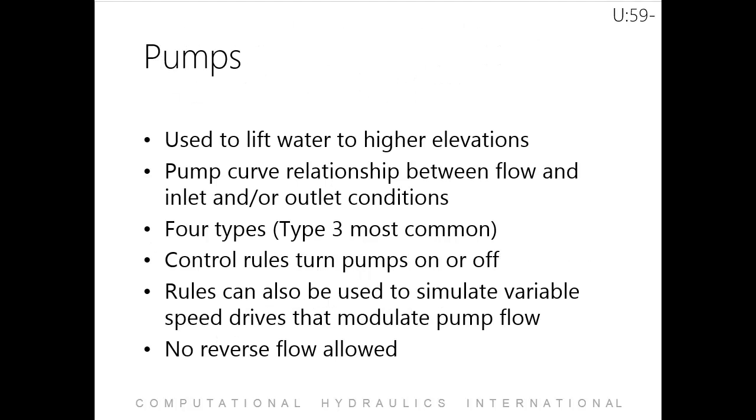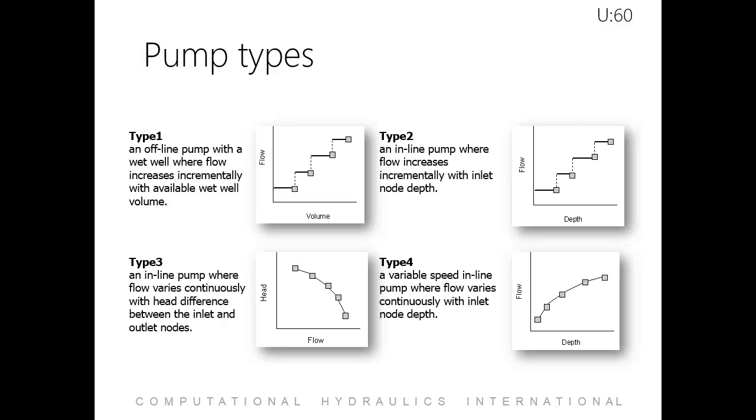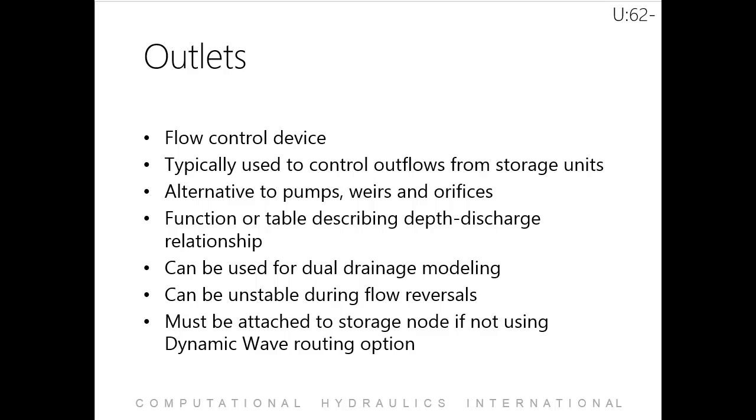Another type of link in SWMM is the pump. Pumps are used to lift water to higher elevations. For these links, there's a pump curve relationship between flow and inlet and/or outlet conditions. Control rules can be used to turn pumps on or off. No reverse flow is allowed through a pump link. This slide summarizes the four types of pumps that can be used in SWMM. More detailed information on these four options is available on page 60 of the User's Guide to SWMM.